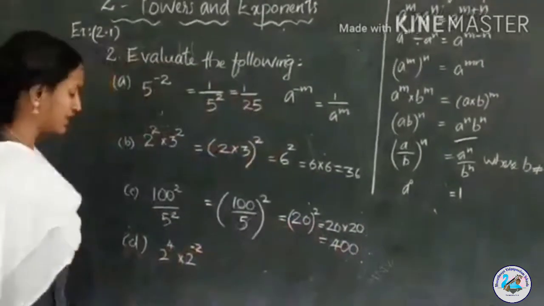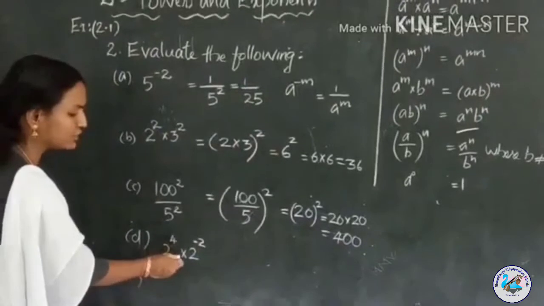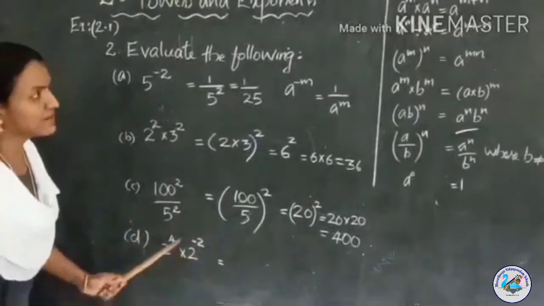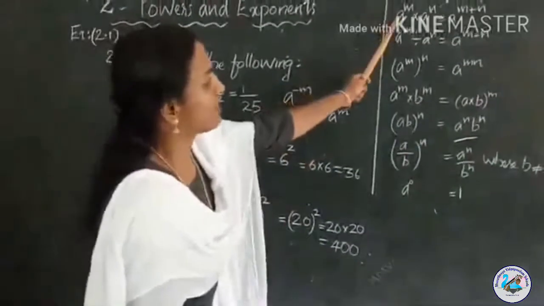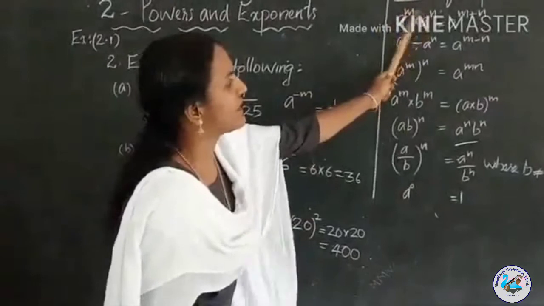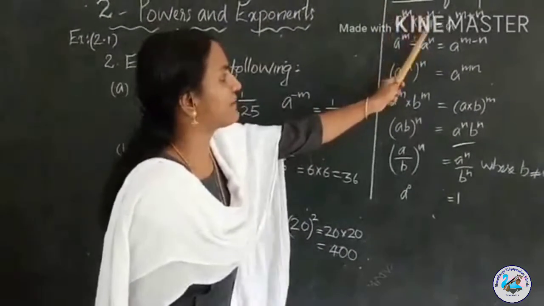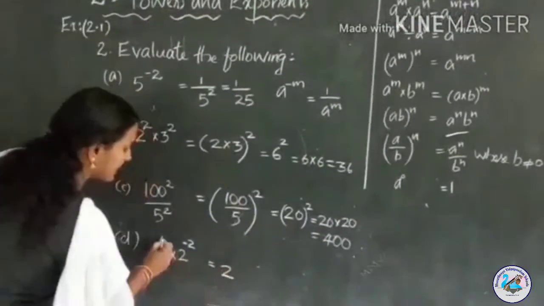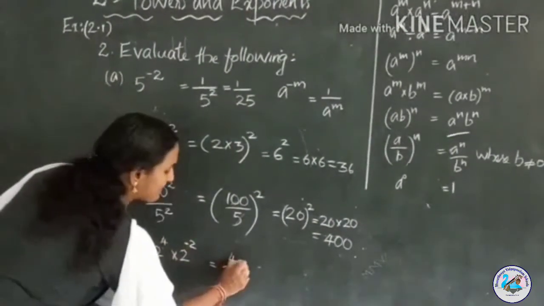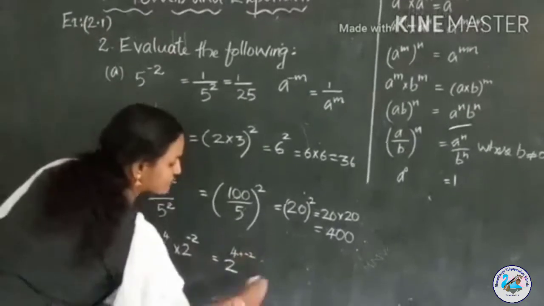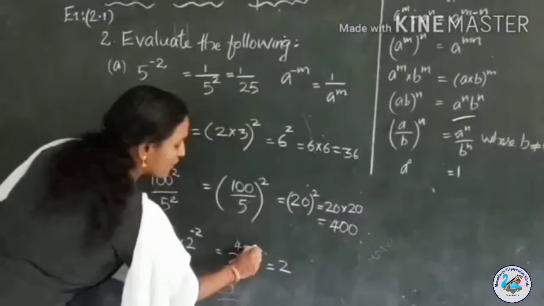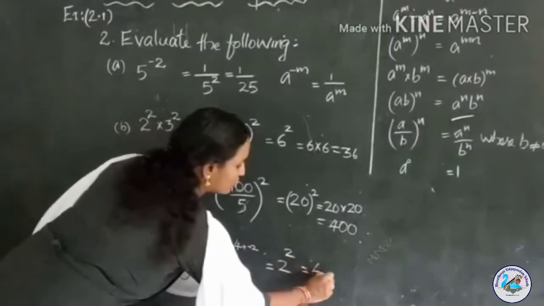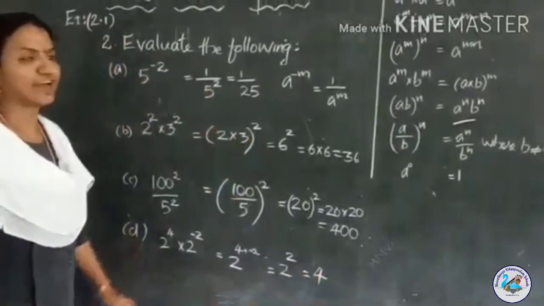The last question, 2 power 4 into 2 power minus 2. Here the bases are the same. Which property can we use? The first property: if the bases are the same, we add the powers. a power m into a power n is equal to a power m plus n. So 2 power 4 plus minus 2, which is 2 raised to 4 minus 2, which is 2 square. 2 square is 2 into 2. The answer is 4.